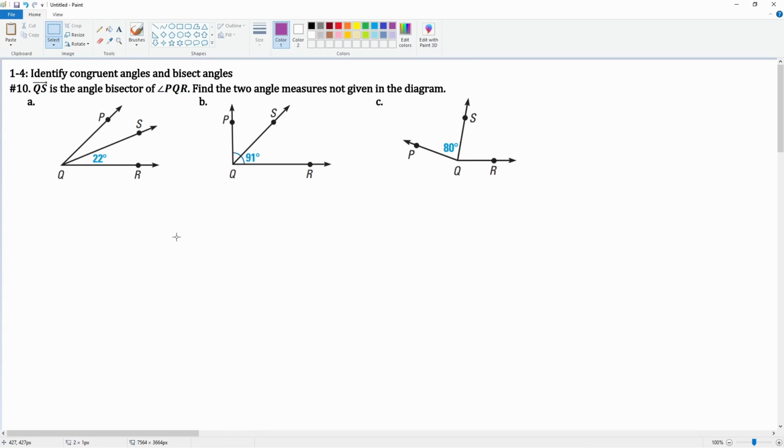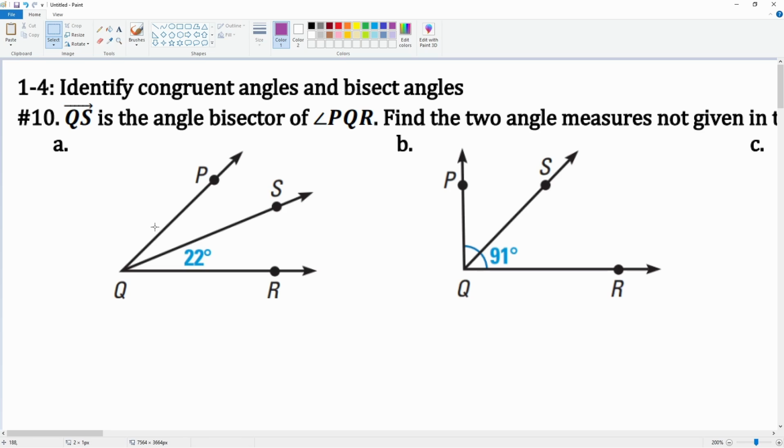Problems 1-4, identify congruent angles and bisecting angles. Number 10, ray QS is the angle bisector of angle PQR. Find the two angle measurements not given in the diagram. So let's look at A.